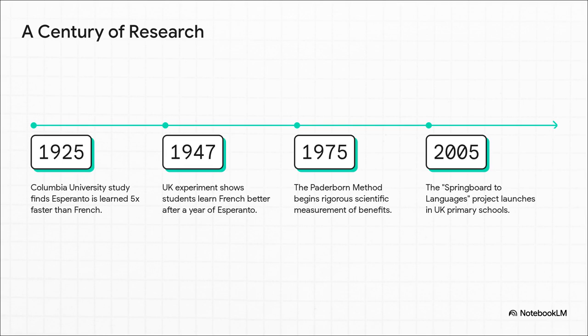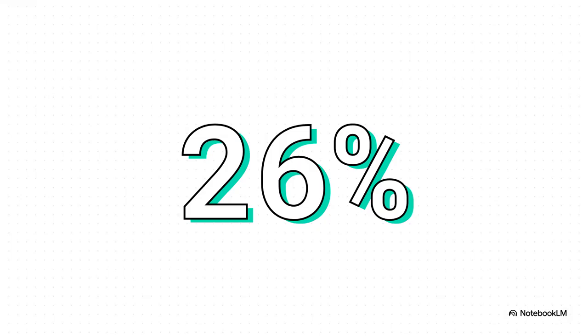So what's the actual measurable benefit here? Well, the Paderborn experiments in Germany put a hard number on it. Students who spent 160 hours learning Esperanto before they started English ended up learning English, on average, 26% faster than their classmates. Think about that. They didn't just catch up, they actually surpassed them, saving a huge amount of time in the long run.